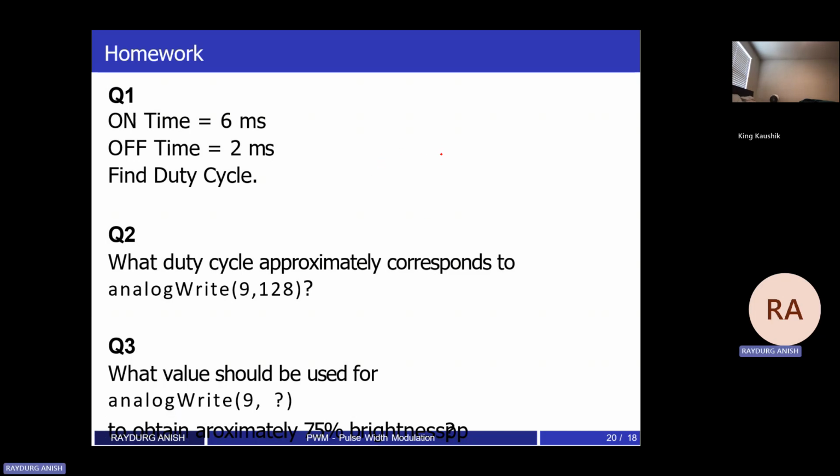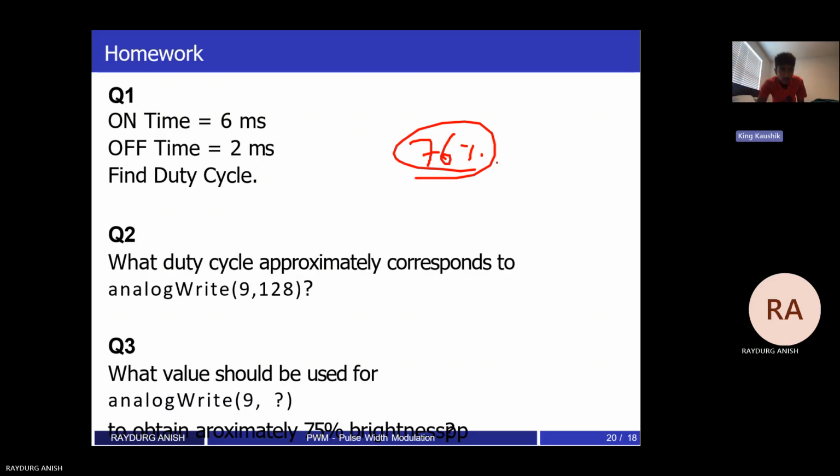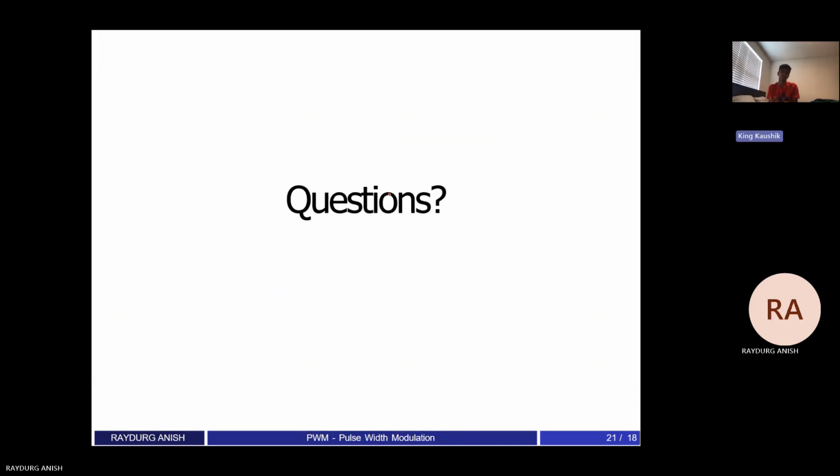Can you tell me what will be the corresponding X value for, let us say, 76% of the duty cycle? Can I use the calculator? Yeah, fine. So 76 times 255 divided by 100 is 193, or approximately 190.